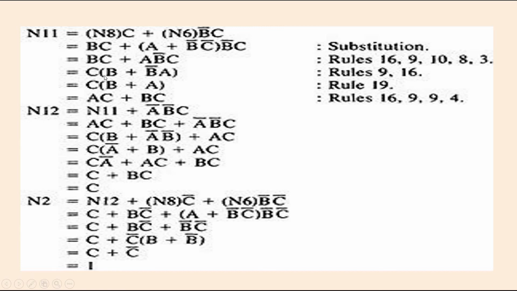So what is the common thing we take here? B plus B bar A. So whenever we take this common thing, that is B plus A, B bar is absorbed here according to the rule number 19. So it is a distributive law, BC plus AC, that is BC plus AC.